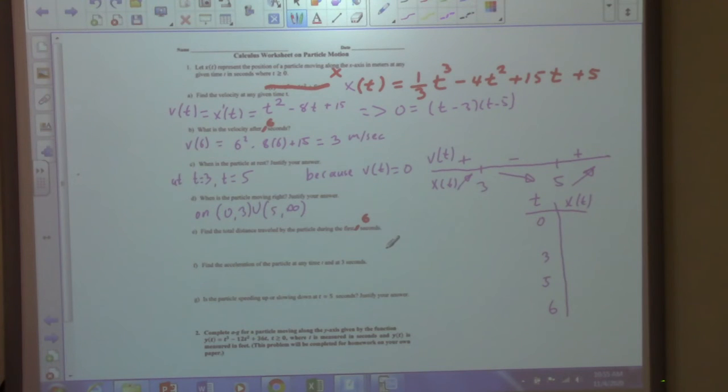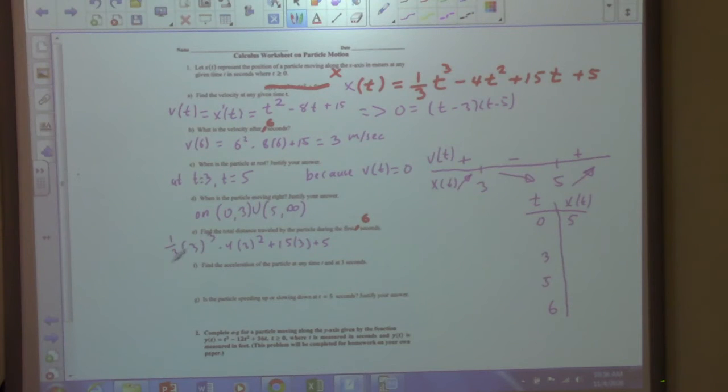So at 0, what is x of t at 0? 5. And then at 3, we have to just plug in for 3. So 1/3 times 3 cubed minus 4 times 3 squared plus 15 times 3 plus 5.